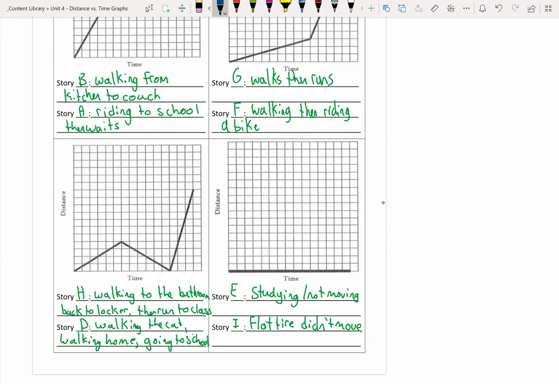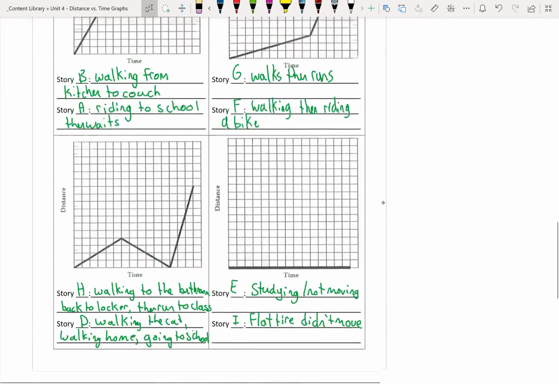And finally, in our lower right, our two stories are one was studying in a library and not moving, and the second one was having a flat tire, so we weren't moving. And this is just represented by a straight flat line, which means we have not moved from our reference point. So in the first story, we did not move from the library, and the second one, we did not move from the driveway. So that means there is no distance traveled for this time period.